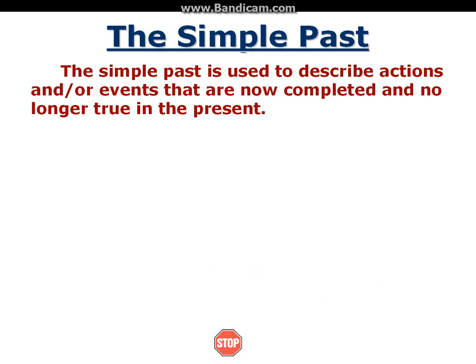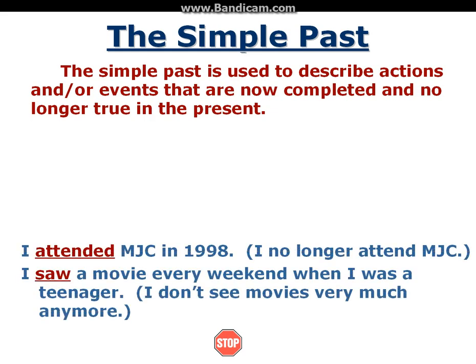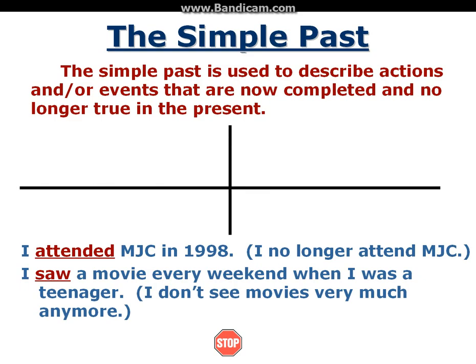The simple past is used to describe actions or events that are now completed and no longer true in the present. For example, I attended MGC in 1998. I no longer attend MGC. I saw a movie every weekend when I was a teenager. I don't see movies very much anymore.